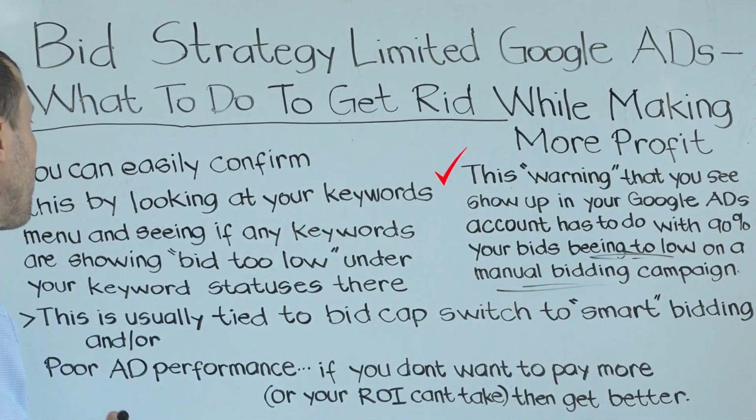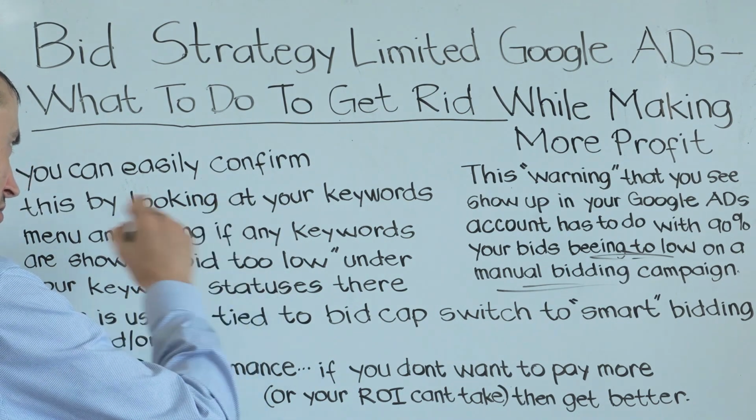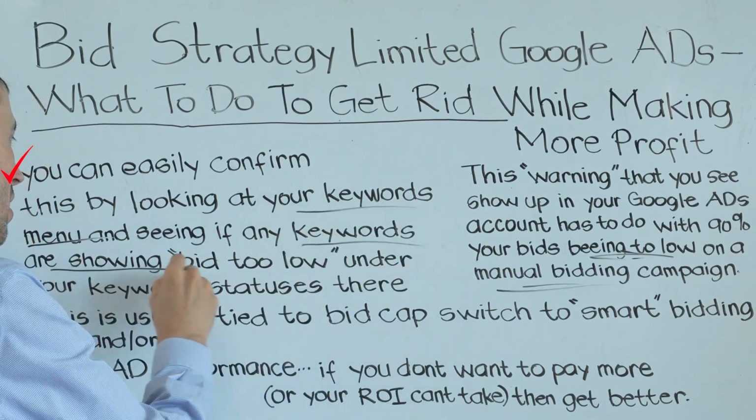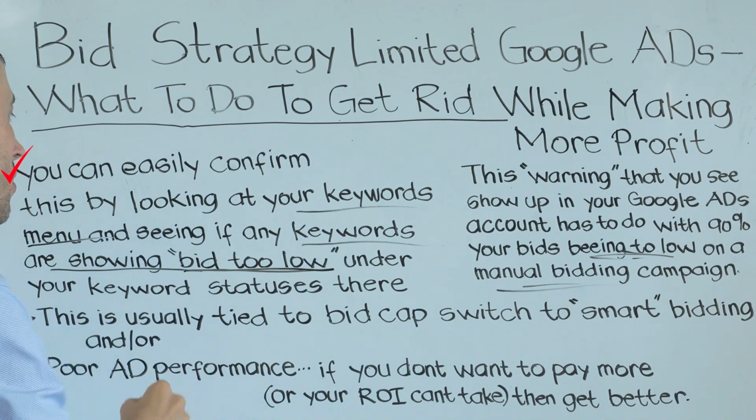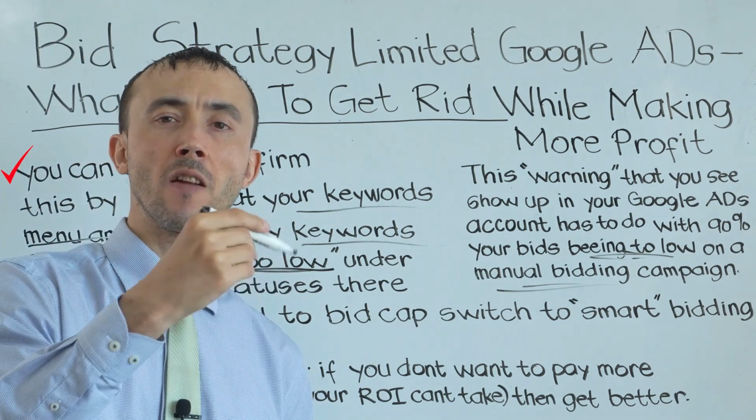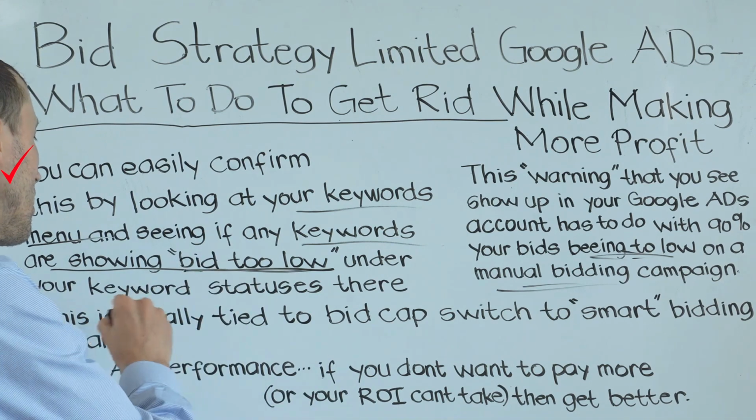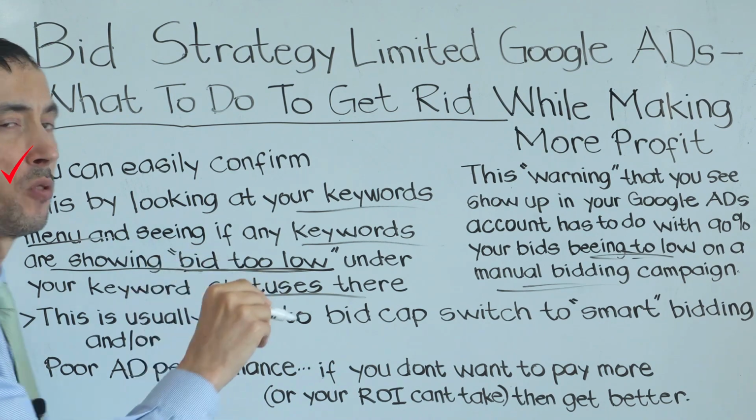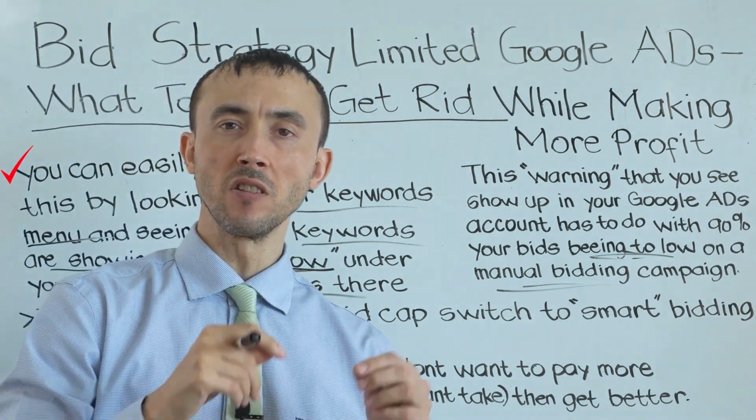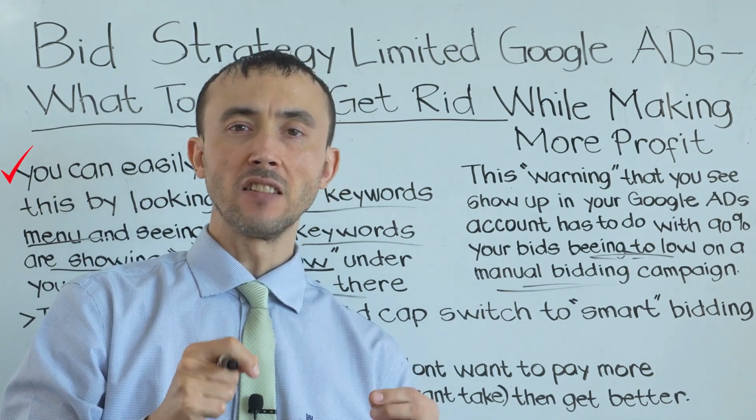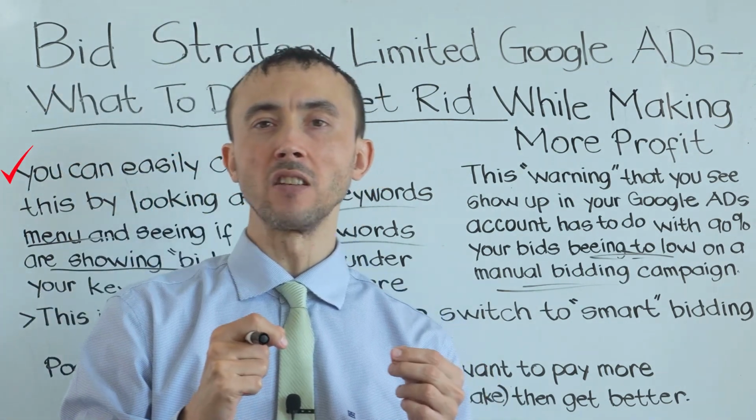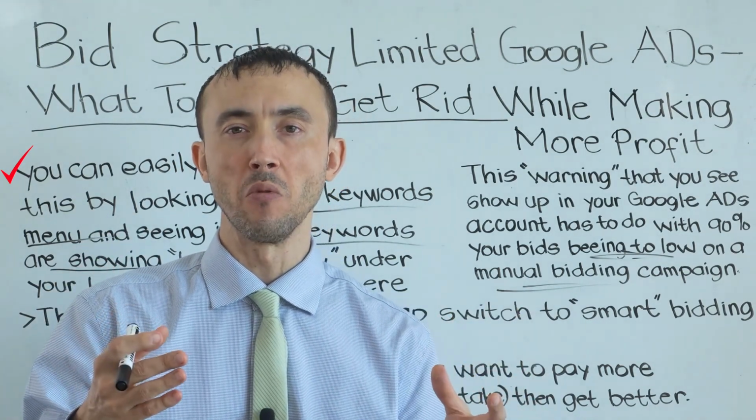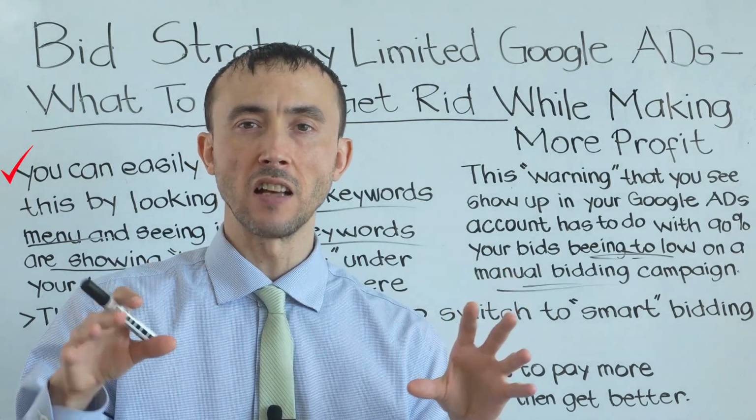Okay, so you can easily confirm this by looking at your keywords menu of your account and seeing if any keywords are showing a "bid too low, not on first page" warning under the keyword statuses under each keyword. If you have bid too low, not on first page under the keyword status for a certain keyword, that says that you're not going to show up on the first page. It's not a hard and fast rule, but usually you won't show up on the first page. Sometimes you still will, for reasons I won't talk about exactly here.